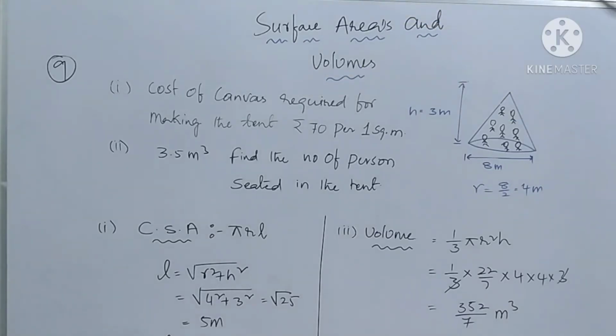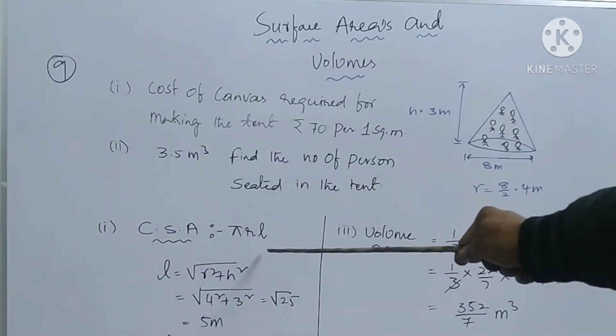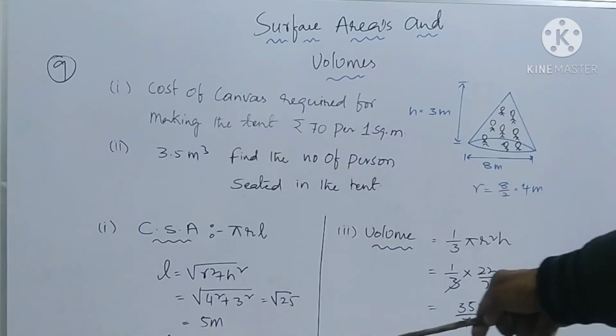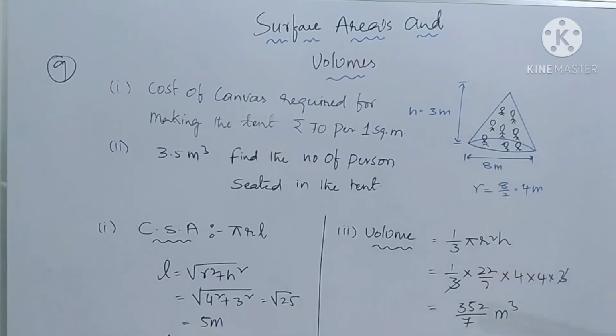Curved surface area units are meter square, because the radius is in meters and the slant height is in meters, meter into meter, meter square. This is the curved surface area of the conical tent, 440 by 7 meter square.